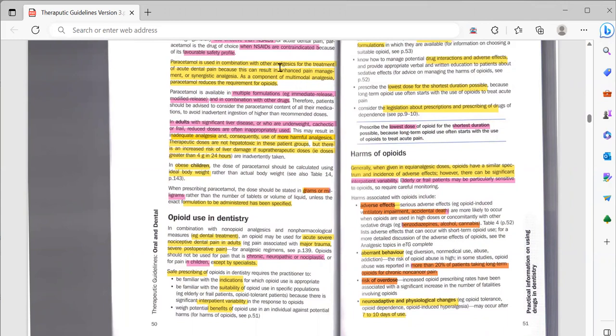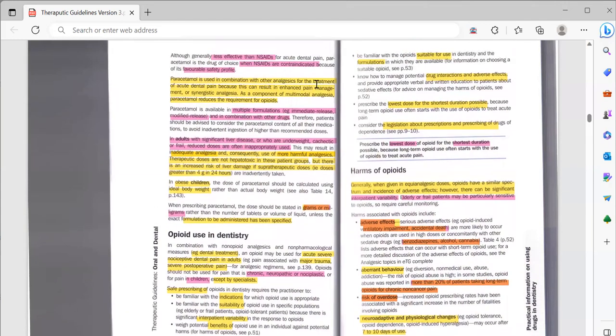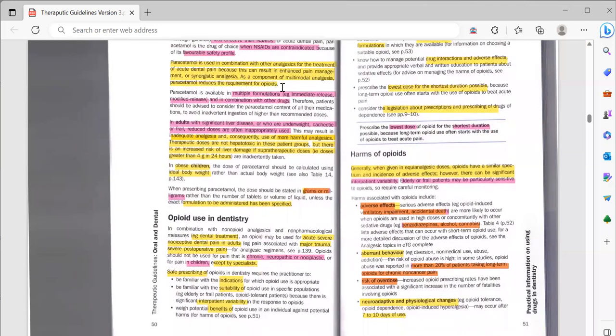Paracetamol is used in combination with other analgesics for the treatment of acute dental pain, because this can result in enhanced pain management or synergistic analgesia. As a component of multimodal analgesia, paracetamol reduces the requirements for opioids. So if the patient has moderate pain, you can prescribe him ibuprofen plus paracetamol. So it would reduce the chances of prescribing opiates.